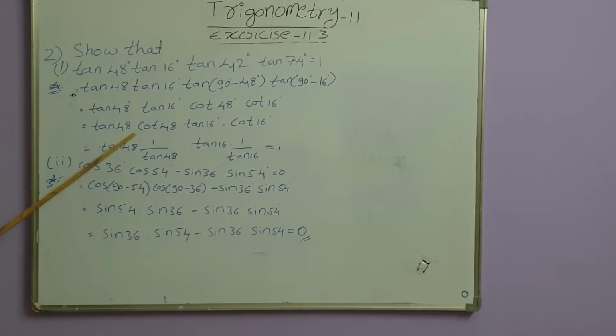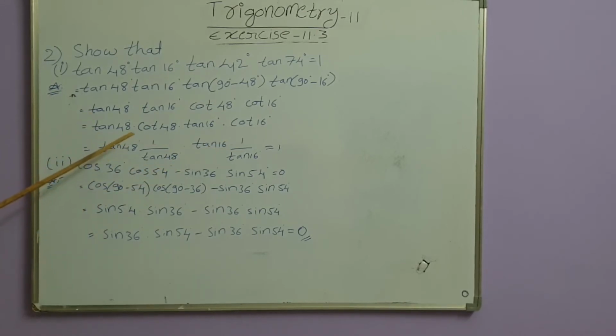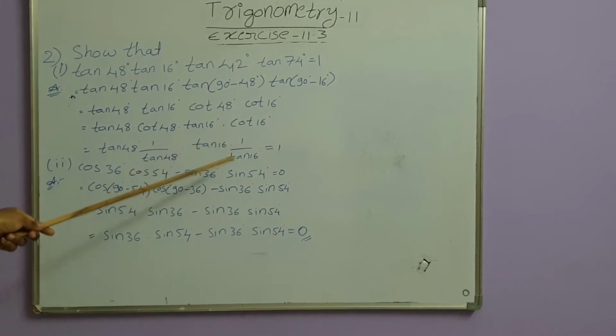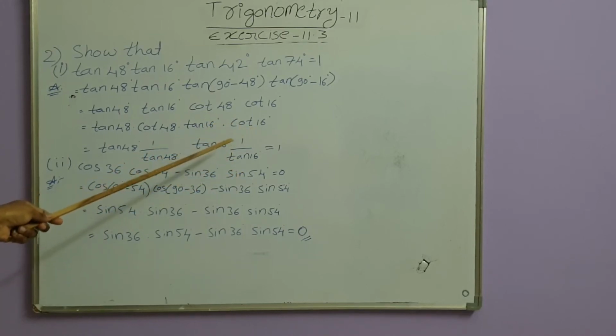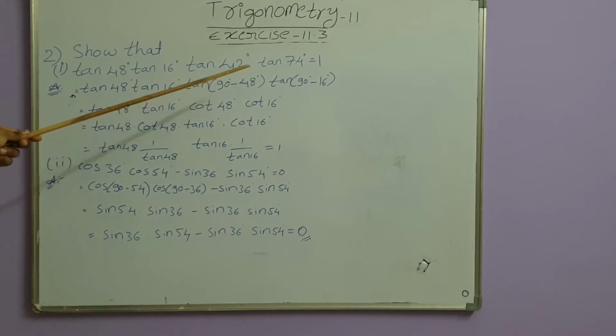Tan 48 degrees, cot 48 degrees, tan 16 degrees, cot 16 degrees. This cot is converted into tan form. We can write 1 by tan 48 degrees into tan 16 degrees into 1 by tan 16 degrees. These two cancel and these two cancel. We get 1. This is proved. Tan 48 degrees, tan 16 degrees, tan 42 degrees and tan 74 degrees equals 1 is proved.